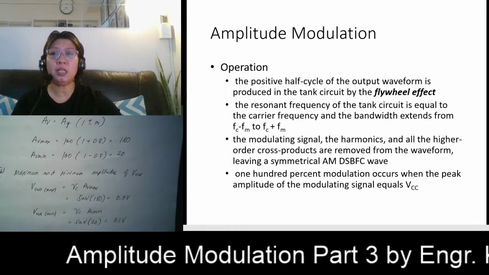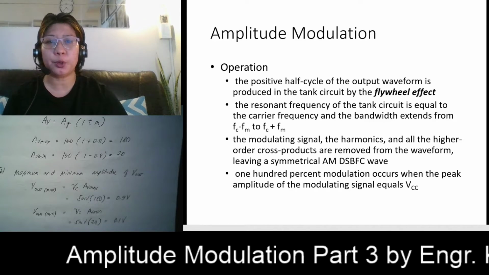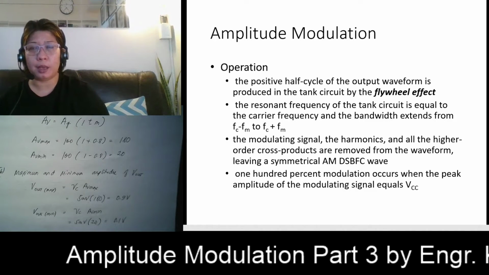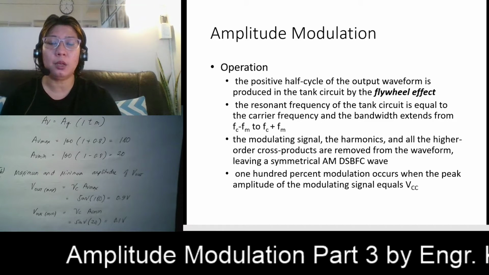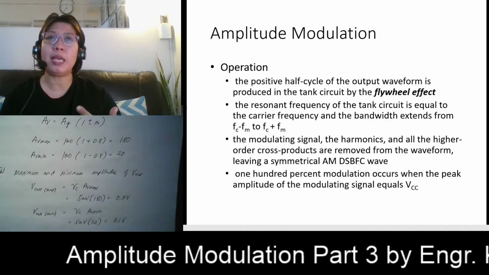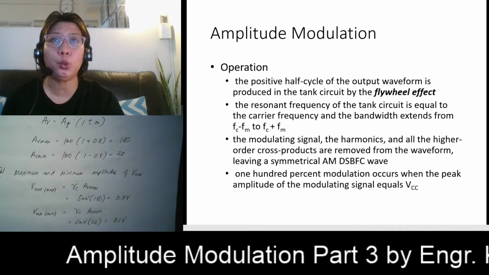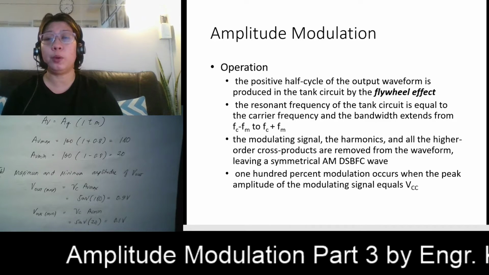The positive half cycle of the output waveform is produced in the tank circuit by the flywheel effect. So what do we mean by the flywheel effect? When Q1 is conducting, C1 is charging to VCC at plus VM. But VM is equivalent to VCC, so that will give us 2 times VCC. That is the time when Q1 is on, or conducting.